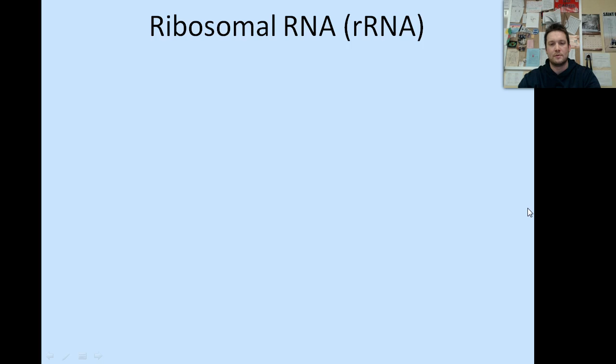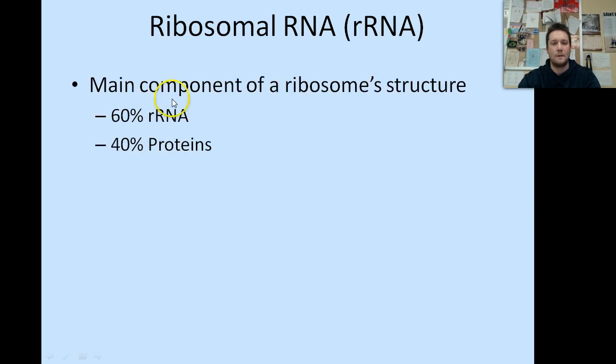All right, let's talk about ribosomal RNA quickly. It's the main component of a ribosome structure. It's about 60% of what makes up ribosomes. The other 40% is mostly proteins.